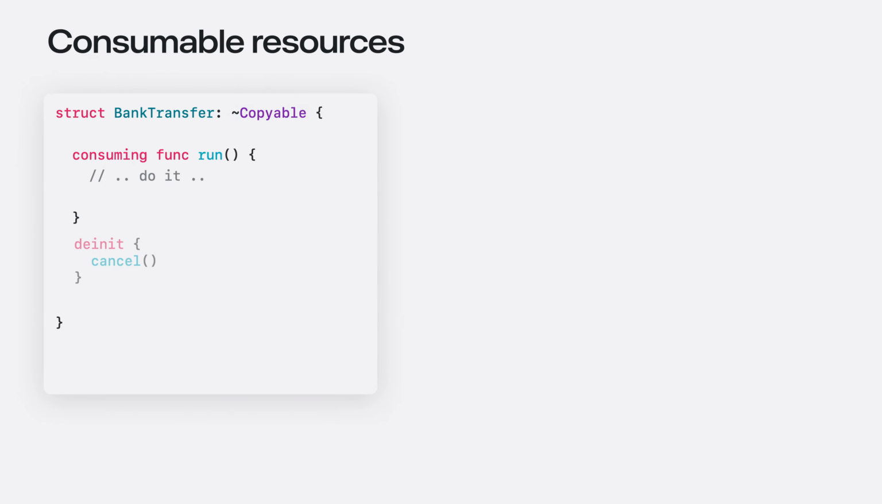In fact, its ownership is so precisely tracked that I can add a deinit to this struct that triggers an action if it is destroyed, instead of being run. Since the end of my run method will also automatically destroy self, I'll write discard self there. That will destroy it, but without calling the deinit.